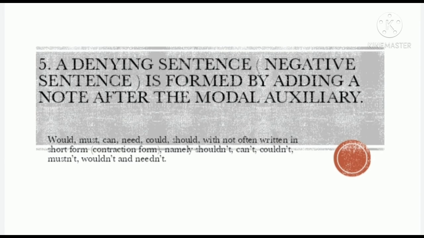5. A denying sentence or negative sentence is formed by adding not after the modal auxiliary: would, must, can, need, could, should, with not often written in short form or contraction form, namely shouldn't, can't, couldn't, mustn't, wouldn't, and needn't.